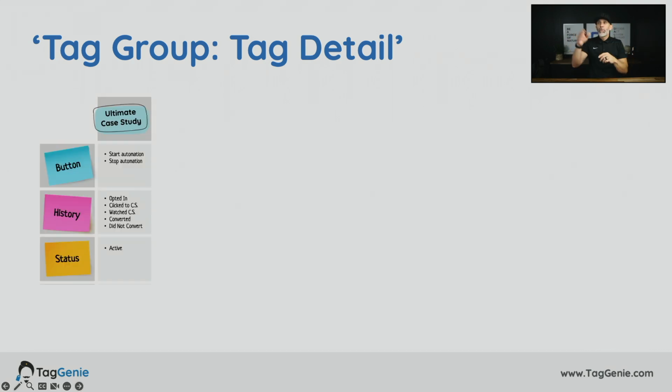We're just going to go with the example that we had from part 1 of the training. So one of those tag groups was the ultimate case study. And we've got button history and status tags, which again, we're not going to worry about right now as far as the naming. I just want to show you the example of how tag group, tag detail just makes this really clean and simple. So ultimate case study is the tag group. We've got our detail in here with our start automation, stop automation, opted in, clicked, etc. We got all those tags, right?